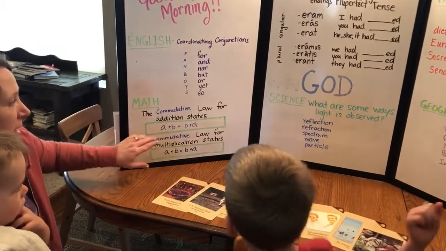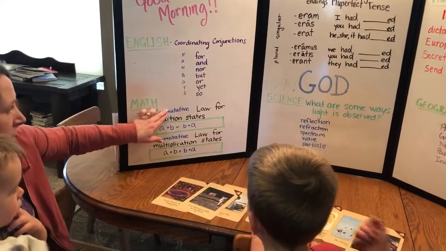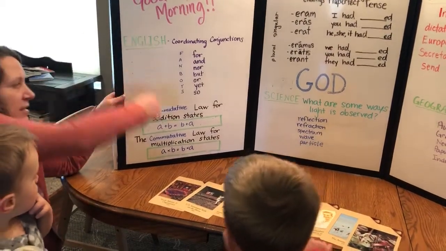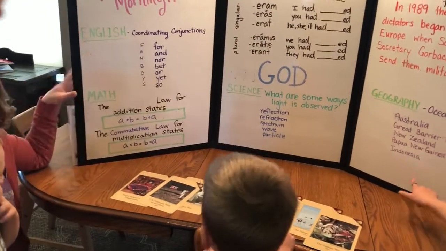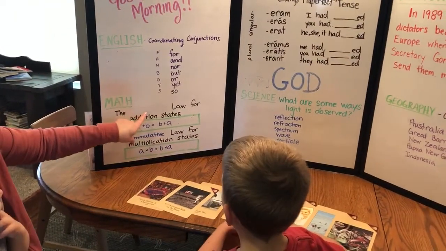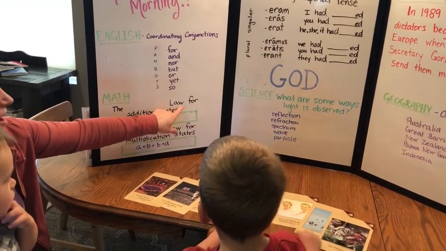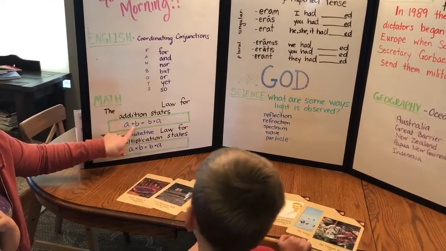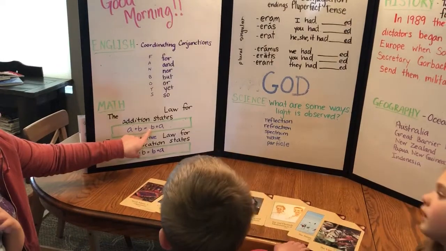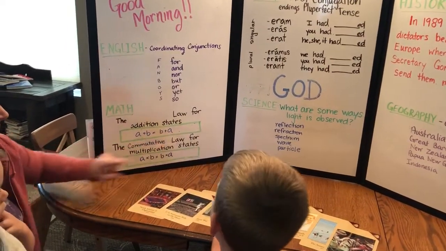Anyway, so I'm going to erase something and see if we can say it. Ooh, that doesn't erase very well. Okay. All right, everybody, say it with me. The commutative law for addition states A plus B equals B plus A.